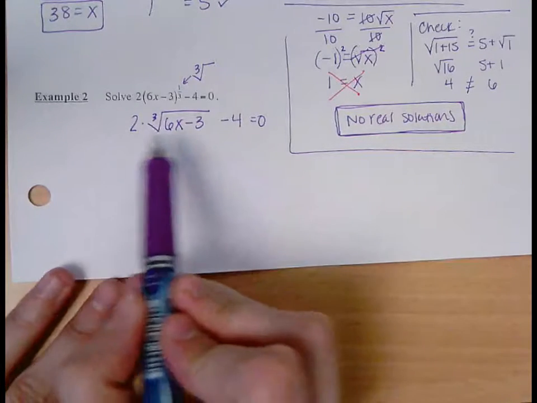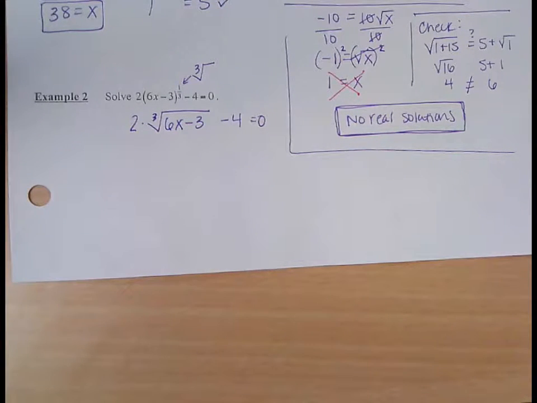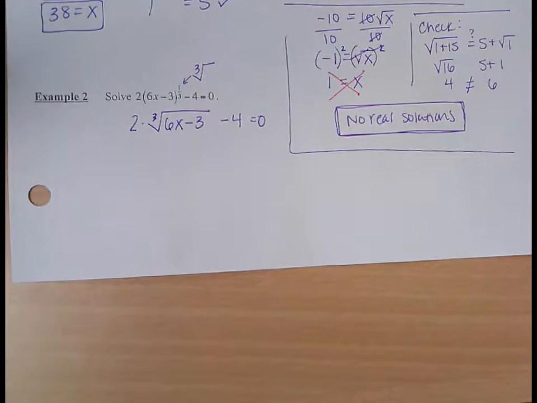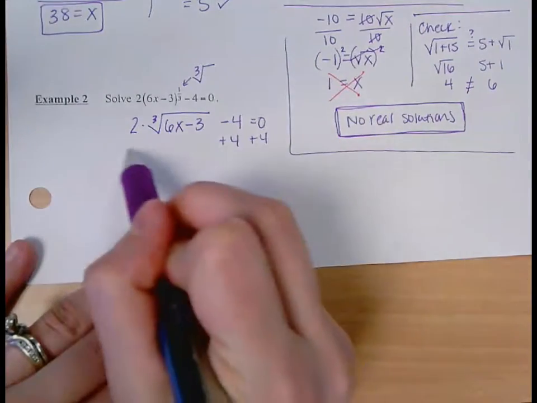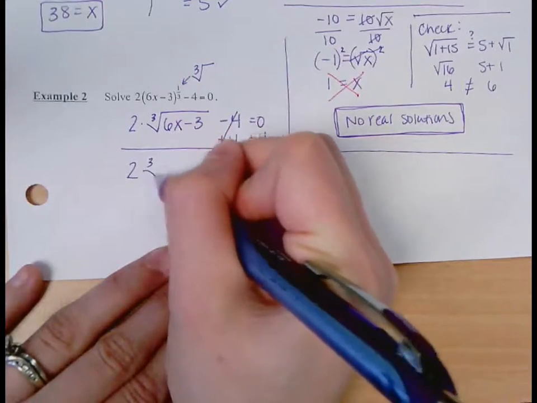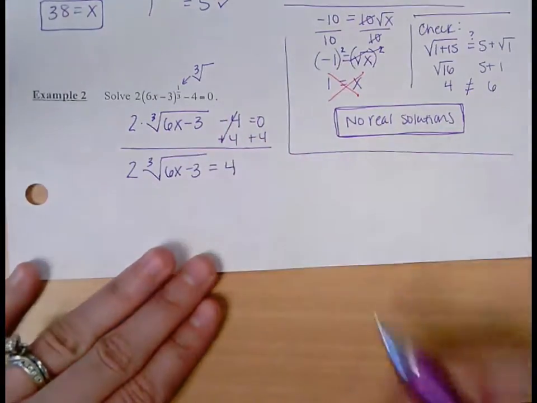Okay, so I'm going to be solving this equation for x. My first step again is to get the radical by itself. I need to get this cube root alone. So I'm going to add 4 to both sides first. So I have 2 times the cube root of 6x minus 3 equals 4.